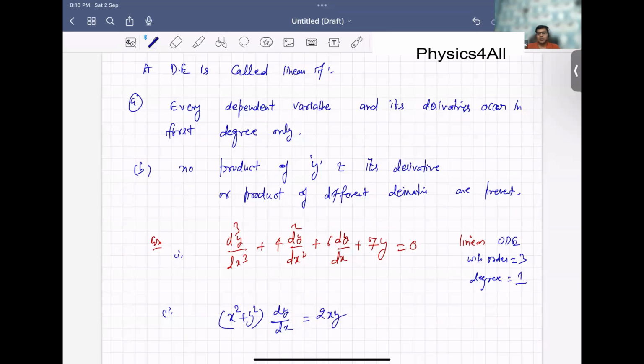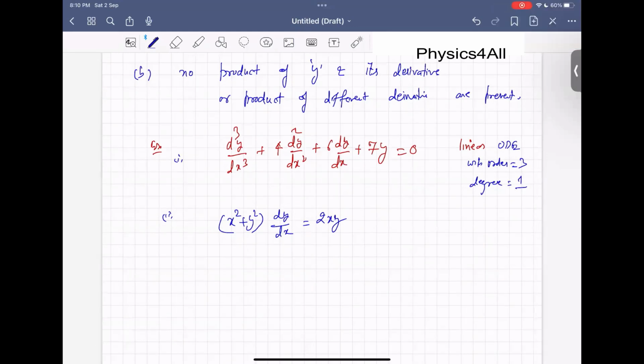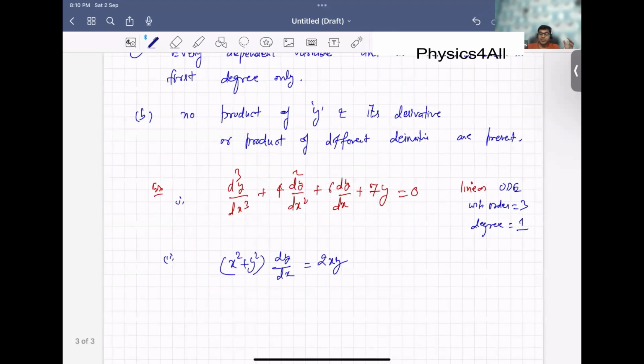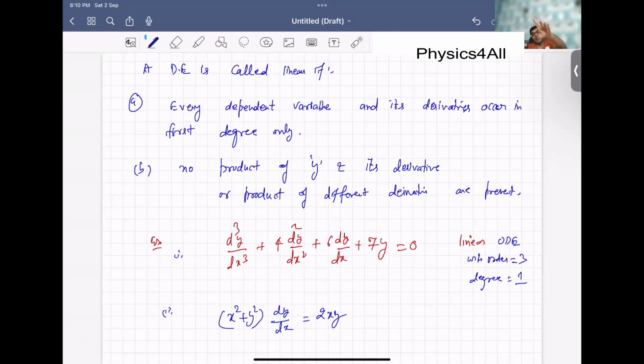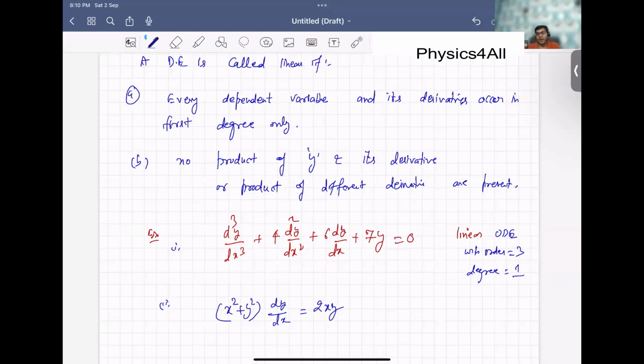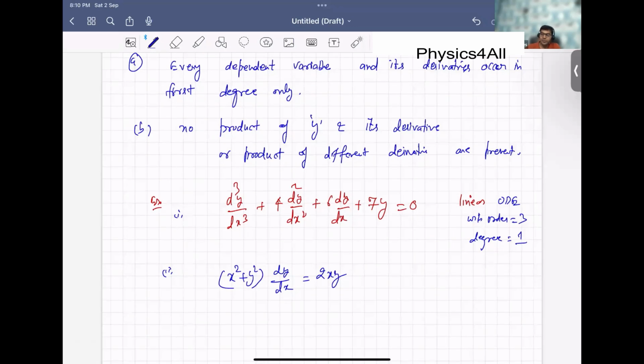Suppose this is the equation. Now is it a linear or non-linear equation? It's a non-linear equation because you see y square term is there. Okay, so y square term is involved. So y square itself means that it breaks the linearity. I told you that every derivative and the y should come in first degree only. Remember the condition: every dependent variable, that is y and its derivative, occur in first degree only. But there is y square here, so it can't be linear. It's a non-linear differential equation of order 1.